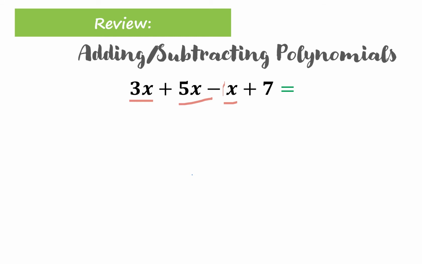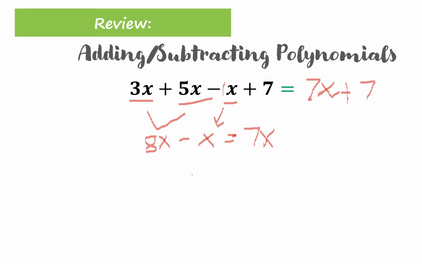3x plus 5x will be 8x, and then minus x. That will be 7x, because x is like 1x, so it's 8 minus 1. So we have 7x. The 7x and the 7, hindi natin pwedeng ipag-combine. Therefore, our final answer will be 7x plus 7.